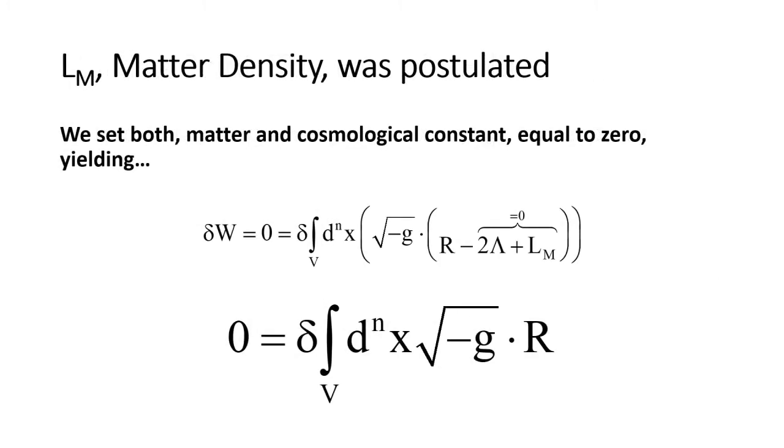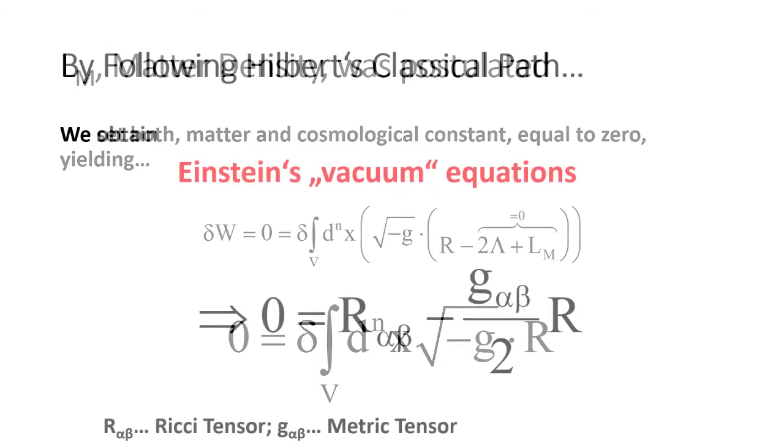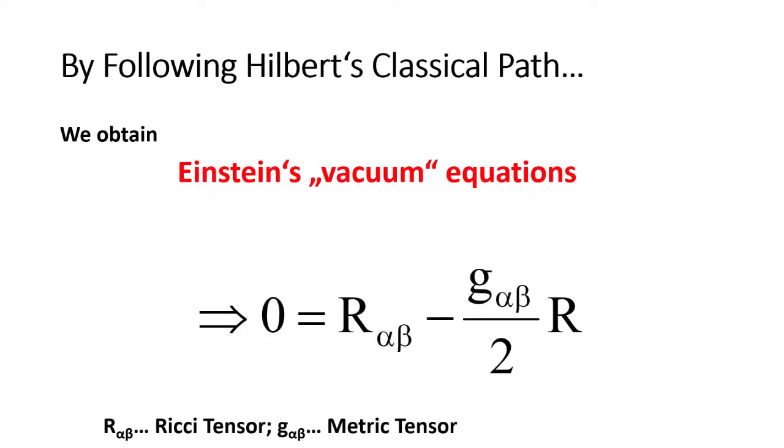As we have already shown in part 1 of this series that we do not need the matter term L_m nor a cosmological constant to obtain matter, we set both lambda and L_m equal to 0 and just proceed with the curvature of spacetime known as the Ricci scalar as the kernel within our variation. Now, by following Hilbert's classical derivation, we obtain the so-called vacuum Einstein field equations.